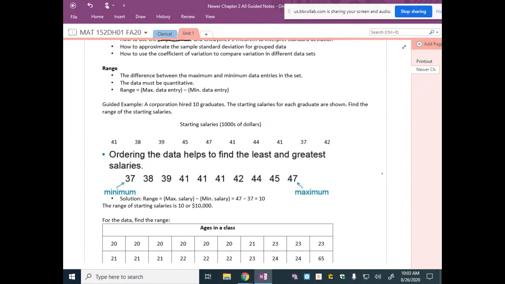Now, keep in mind this is $10,000. The range of starting salaries is 10, or $10,000. How would you feel if you were starting out, someone that just graduated and started with you is making $10,000 a year more? I wouldn't like that.